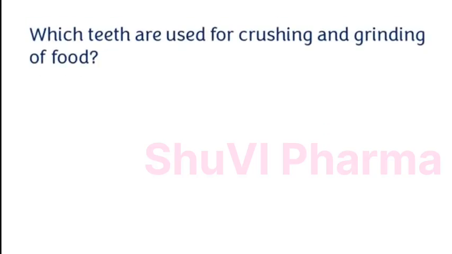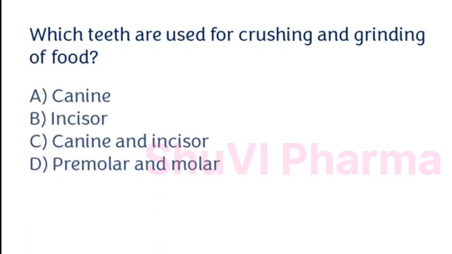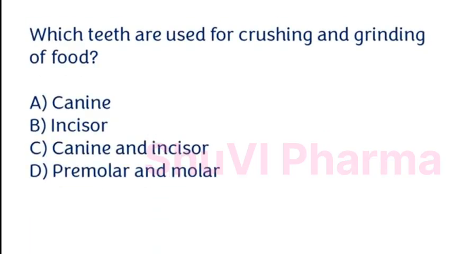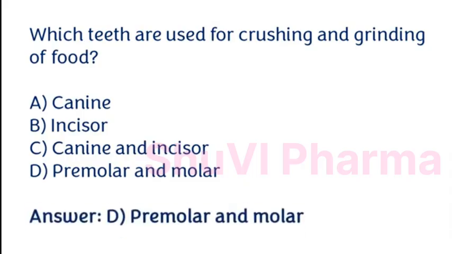Vasodilation. Which teeth are used for crushing and grinding of food? Canine, incisor, canine and incisor, premolar and molar. The correct answer is option D. Premolar and molar teeth are used for crushing and grinding of food.